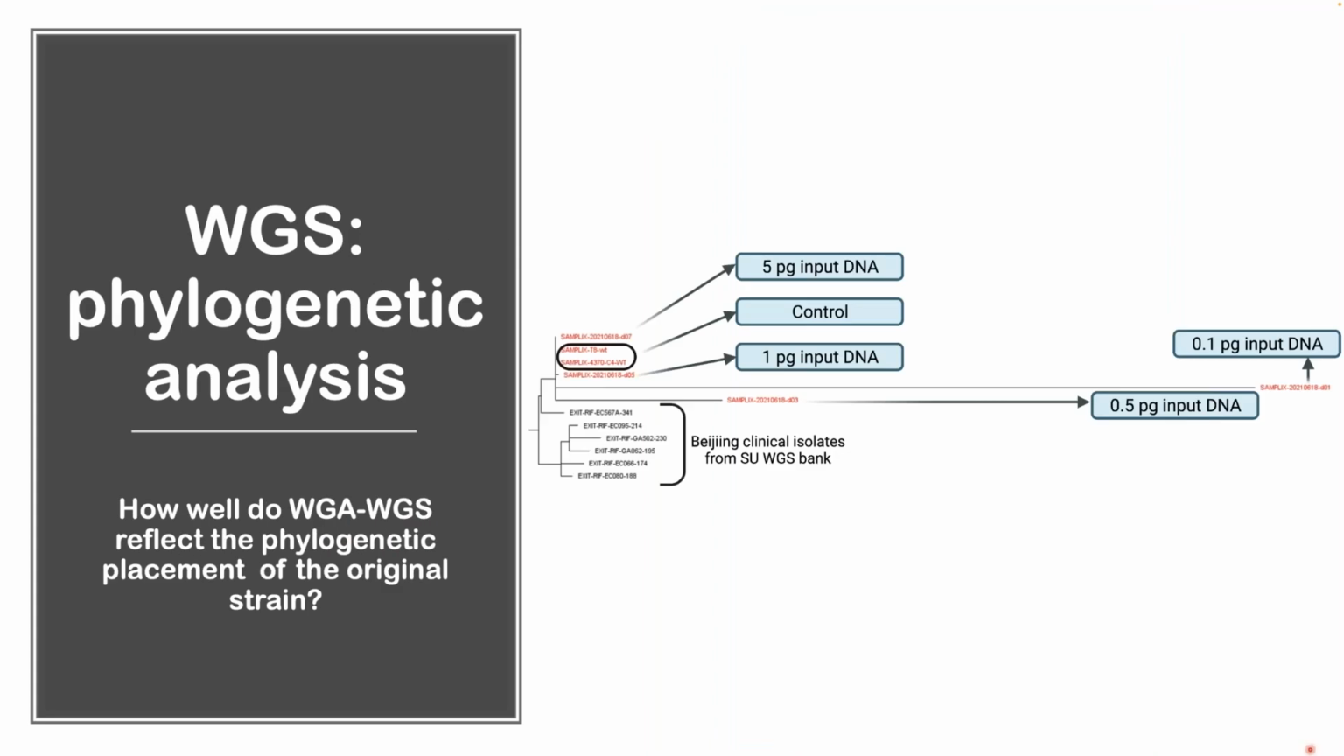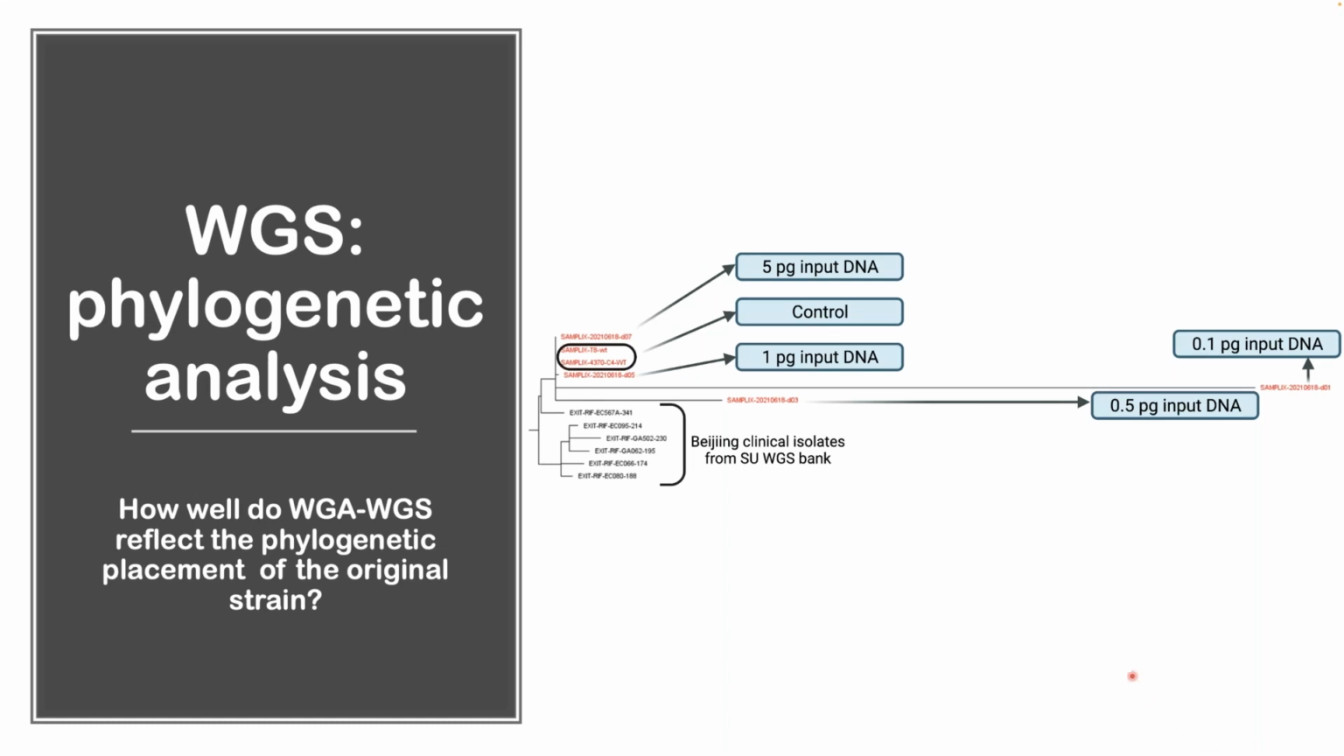Next, we looked into phylogenetic analysis to assess the fidelity of the whole genome amplification WGS in capturing the original strain's phylogenetic placement. So using a maximum likelihood approach with genome-wide SNPs, we constructed a phylogenetic tree incorporating representative isolates from various lineages within the Mycobacterium tuberculosis complex.